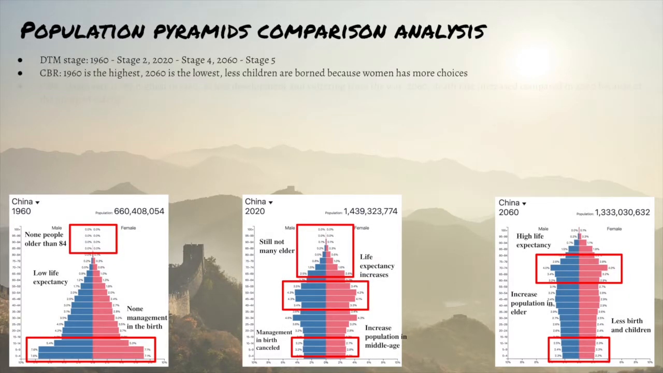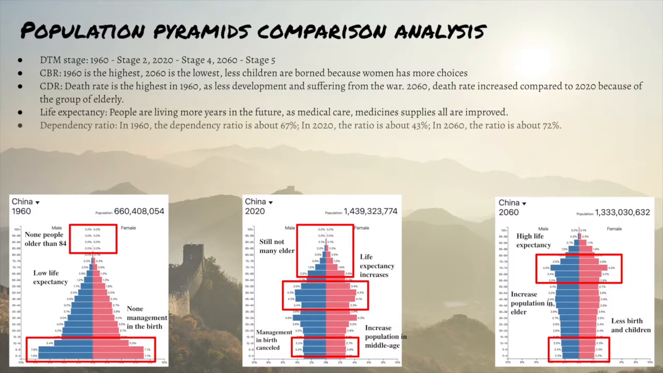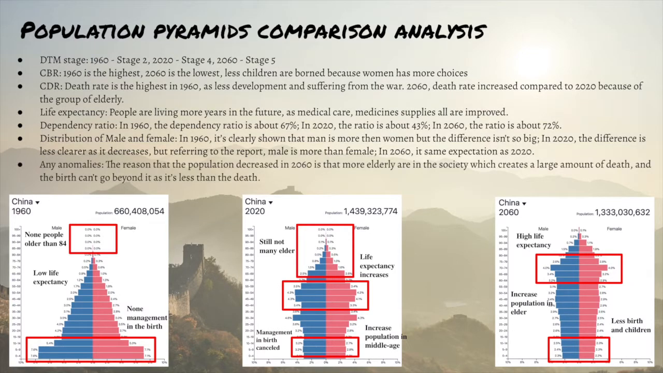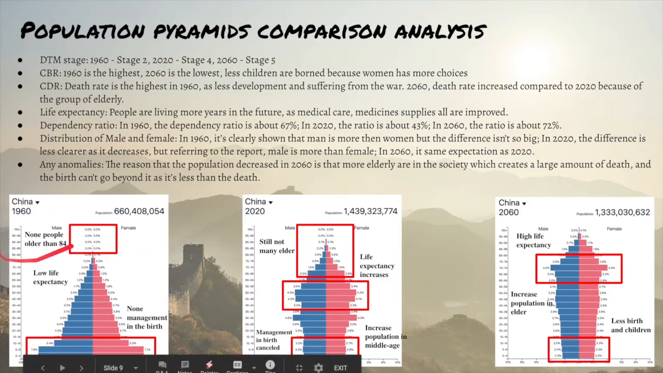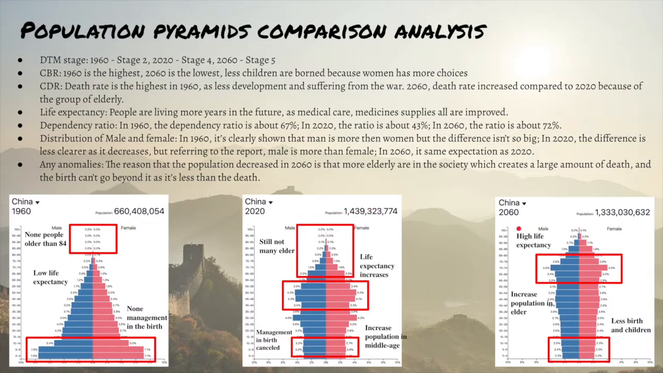First, the DTM states that 1960 is in stage 2. It increases when in 2020 moving to stage 4. Then 2060 is expected to be in stage 5. CBR: 1960 has the highest rate and 2060 the lowest, because fewer children are born, because women have more choice in the future and now. CDR: this rate is the highest in 1960, as there was less development and suffering from the war. In 2060, the death rate increases compared to 2020 because of the group of elderly.